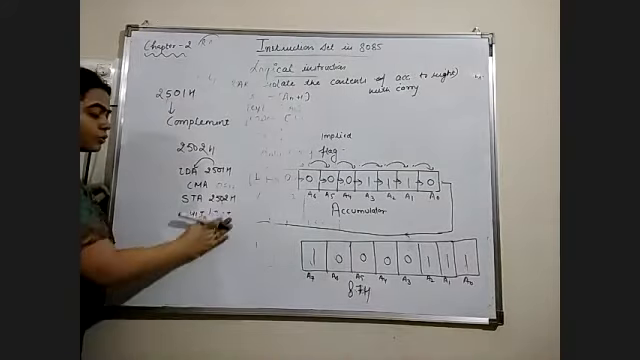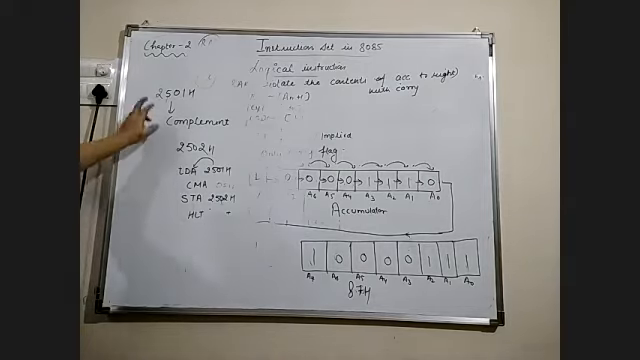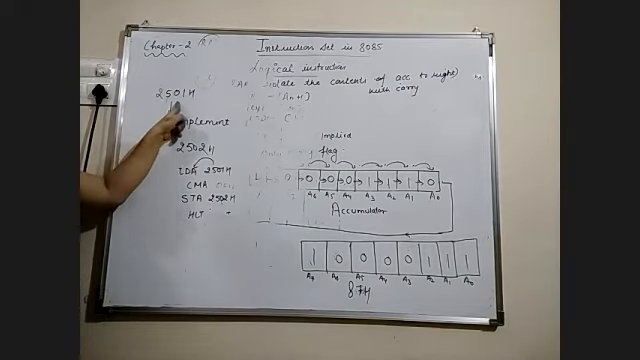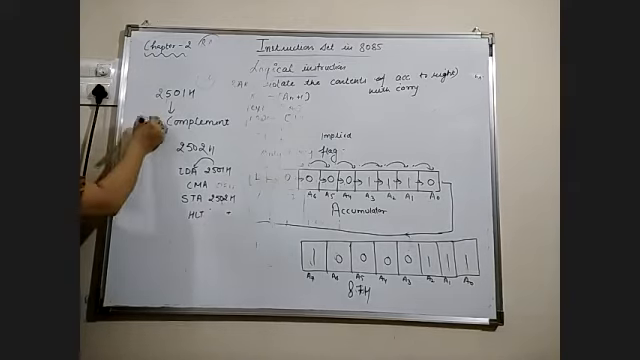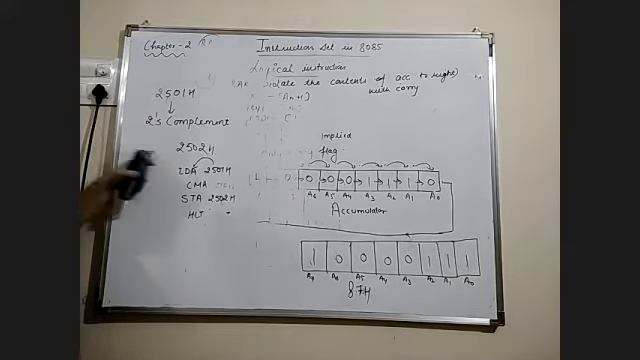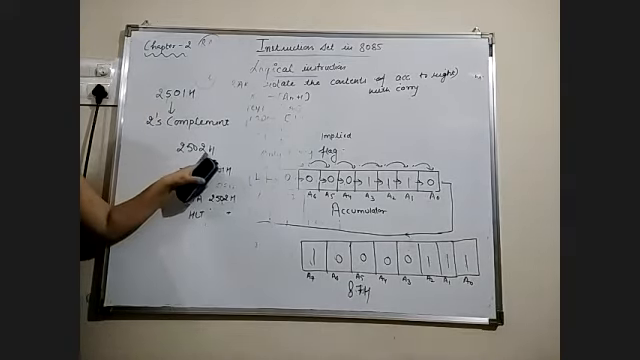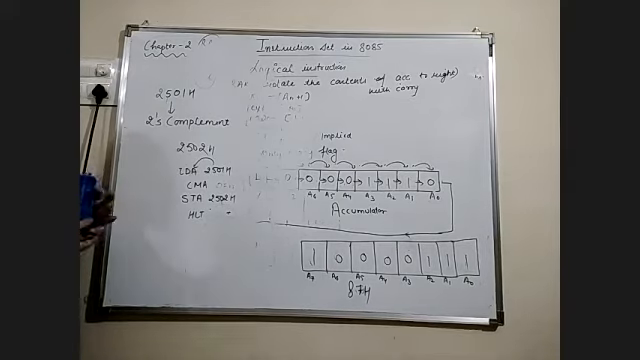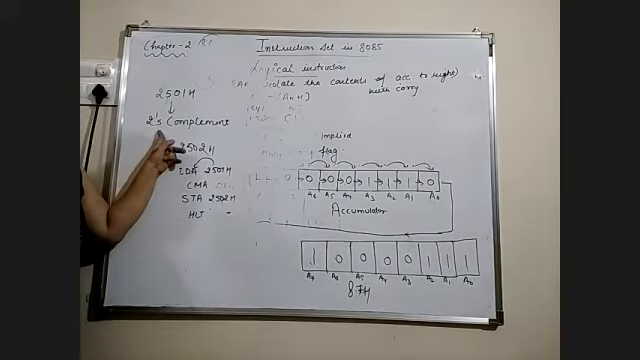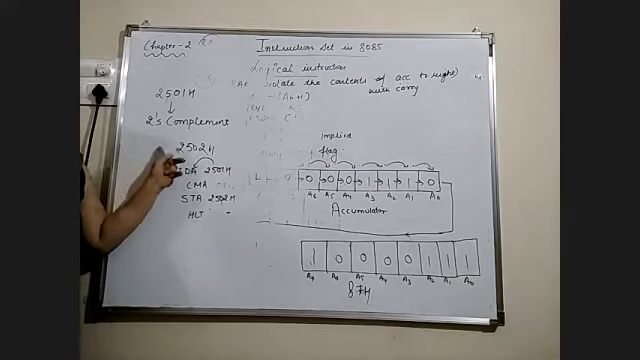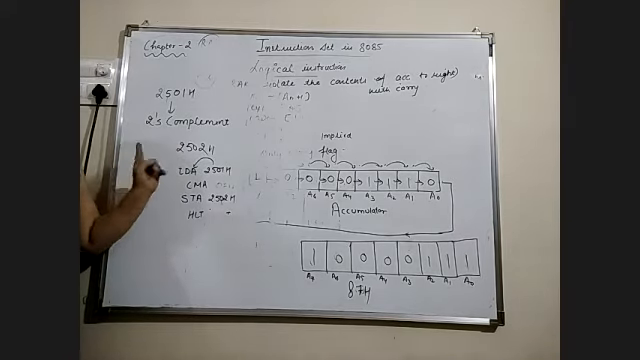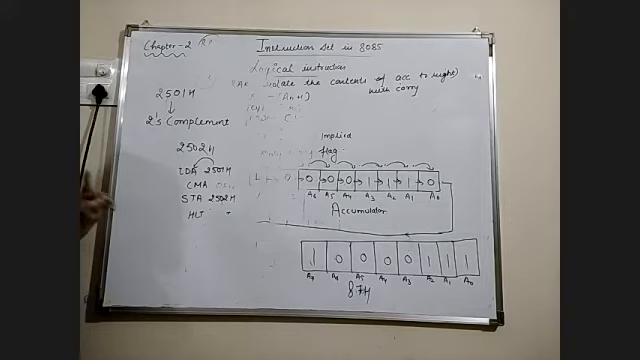Next program: suppose we have the data at this memory location, and we have to find the 2's complement of the data, and the result again we have to store at this location. That means if we want to find the 2's complement, then we have to add 1 to the 1's complement. So 1's complement plus 1 is equivalent to 2's complement.